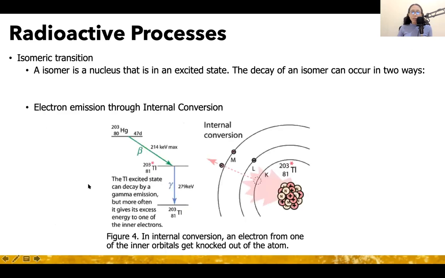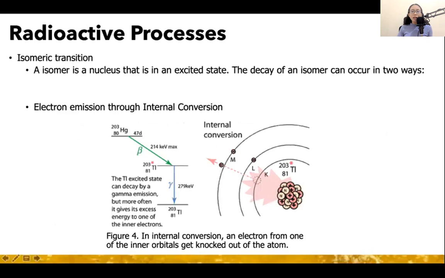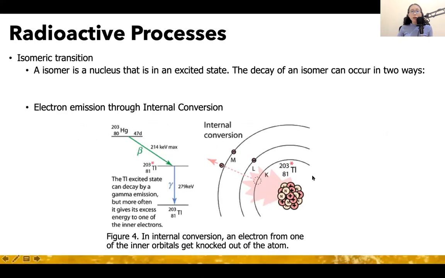Now, another way by which isomeric transition can take place is through internal conversion. So, in internal conversion, what happens is that you have an electron from one of your inner orbitals getting knocked out of the atom. Interesting, right? So in this process, instead of the excess energy getting emitted as gamma rays, the excess energy is transferred to an orbital electron. Again, either in the K orbital, the L orbital, or the M orbital.